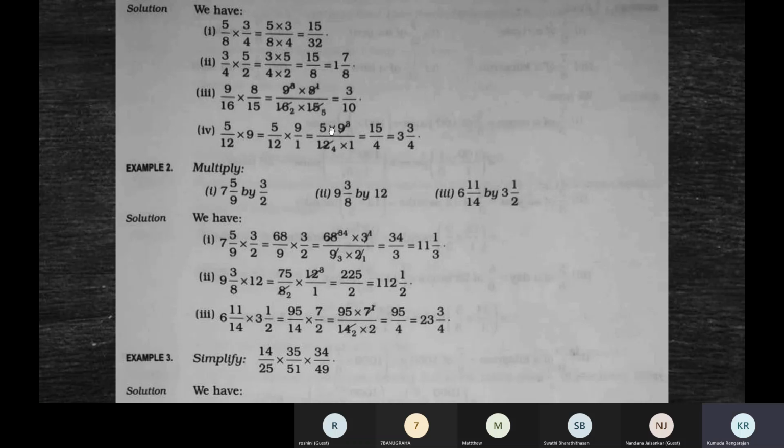Then what we do? We see if there is any number in the numerator and denominator that come in the same tables. You should pick one number from the numerator, one from the denominator. You can pick any number from the numerator, any other number from the denominator. And now 9 and 12, both of them come in the tables of 3. So now 3 is the table you've taken up. The multiplication table you've chosen is 3.